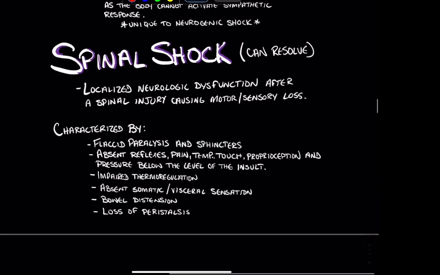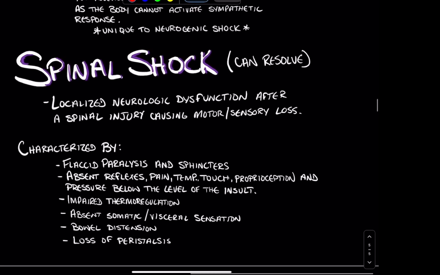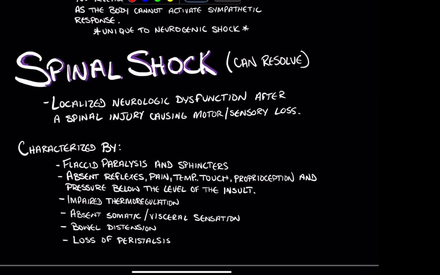Spinal shock. This one always kind of confused me a little bit in school. So I'm going to try and make it as easy as I can for you. It's essentially the exact same thing as neurogenic shock. I just think of spinal shock as something that can be resolved or it could be temporary. It's kind of like that spinal concussion, or if you have swelling to the spinal cord. These are things that, if you can resolve the underlying problem that's causing it, then the actual symptoms may resolve. So again, it's a localized neurogenic dysfunction after a spinal injury, and it's going to cause motor sensory loss. It's kind of the same as the SCI in that regard.